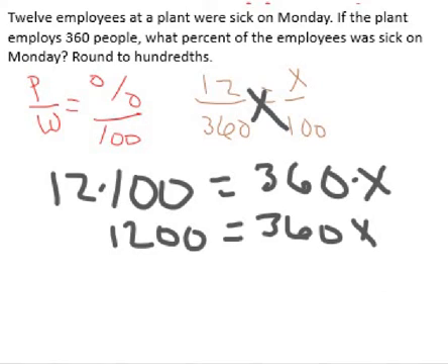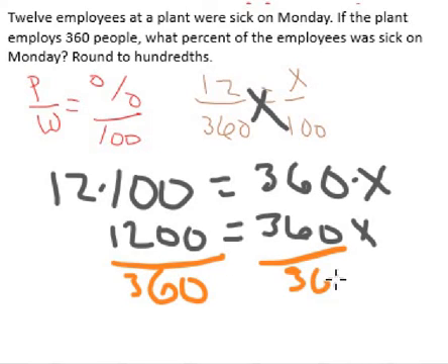360 on both sides. I was getting my calculator if you're wondering what that pause was. And 1200 divided by 360 is 3.333333, and this kind of goes on forever.